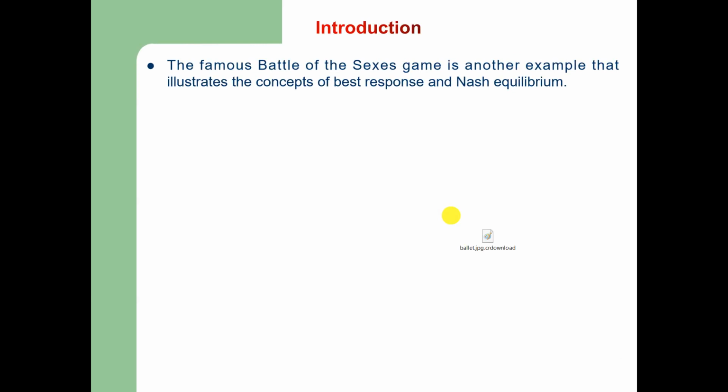The battle of the sexes game is one of the famous games in game theory, and it is another example which explains the concept of best response and Nash equilibrium. In fact, it has more than one Nash equilibrium.